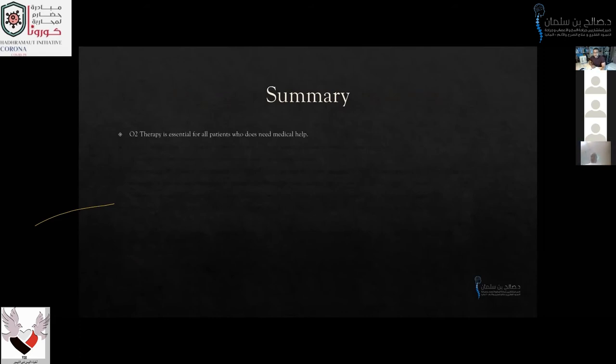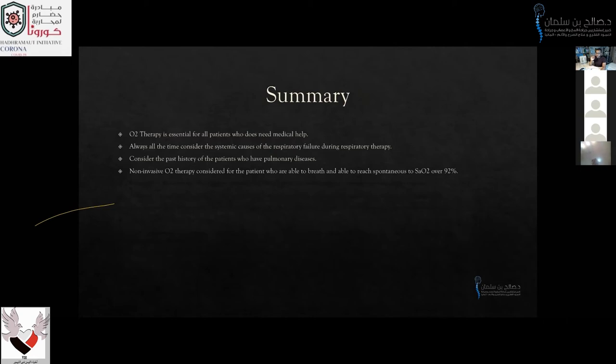Summary: oxygen therapy is essential for all patients who need medical help. Always, all the time, consider systemic causes of respiratory failure during oxygen therapy. Consider the past history of the patient who has pulmonary diseases. Non-invasive oxygen therapy is considered for patients who are able to breathe and able to reach spontaneous peripheral oxygen saturation over 92%. Critically ill patients must be closely monitored during oxygen therapy using arterial blood gas analysis, not only pulse oximetry.